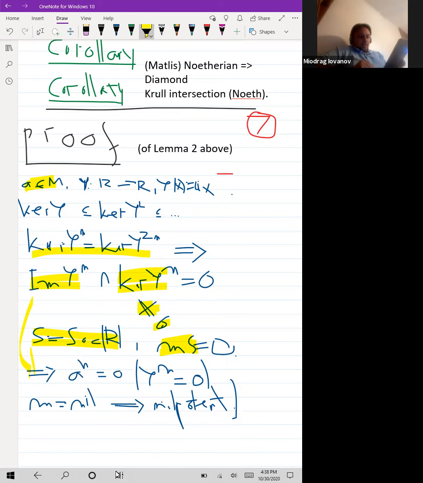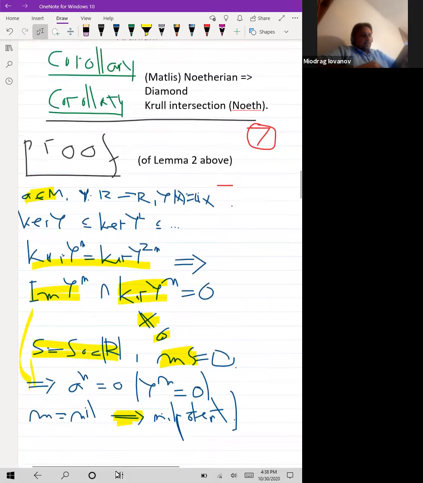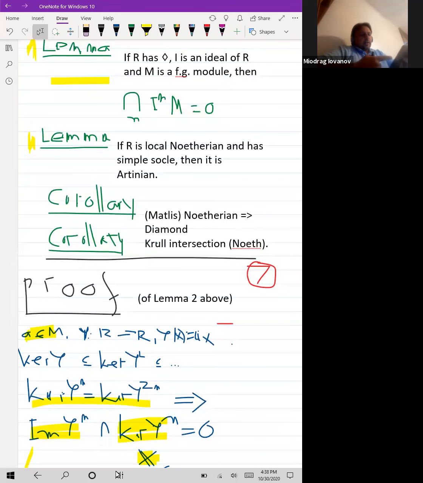And this is something that works also in the non-commutative ring world. So there are several things that can be carried over to the non-commutative world. That's the only reason I wanted to outline a little proof here. So anyway, just moving on.